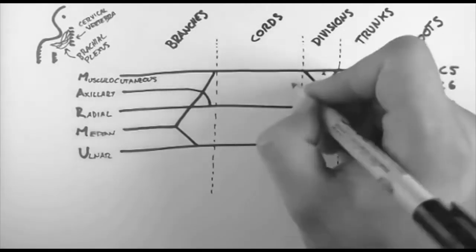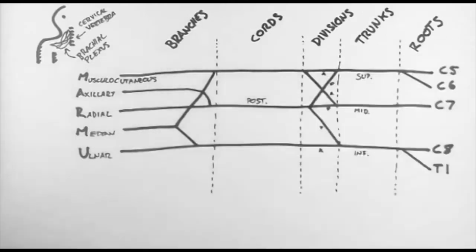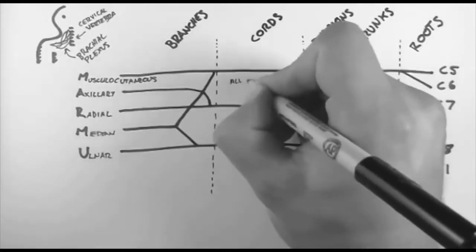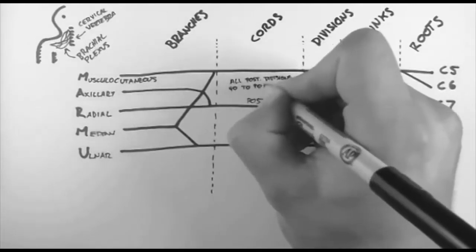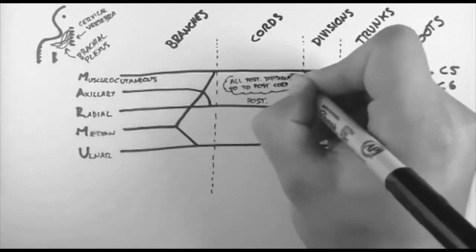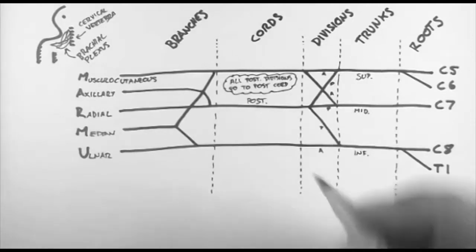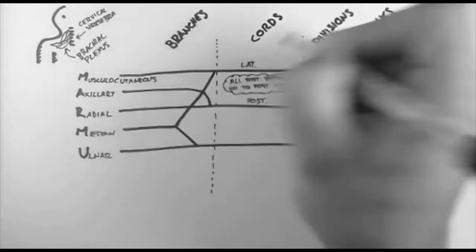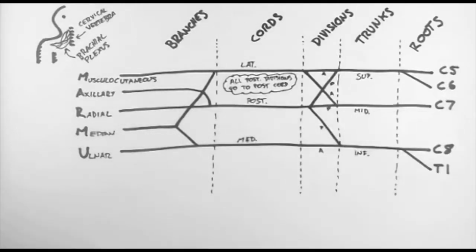Now the way to remember this is that this middle cord here is called the posterior cord. And as a rule, all posterior divisions go to the posterior cord. And whatever's left over is the anterior division. Now these other 2 cords are the lateral and medial cord. And I've already labelled the branches.